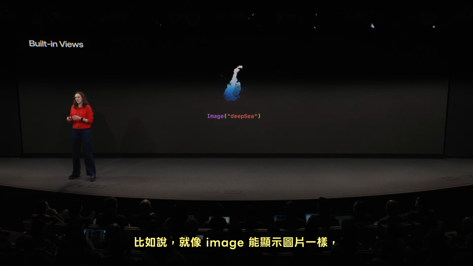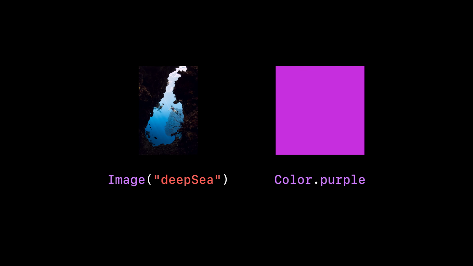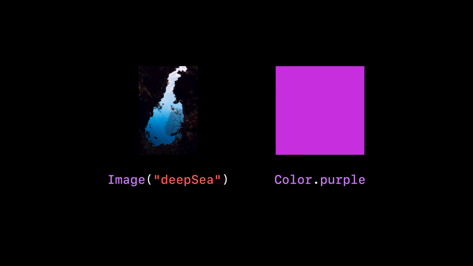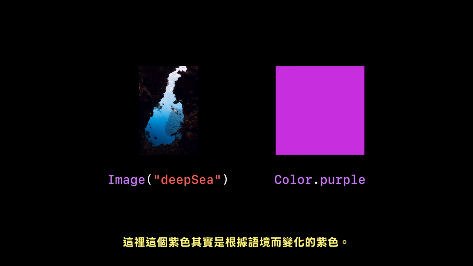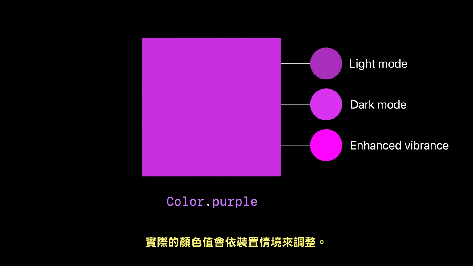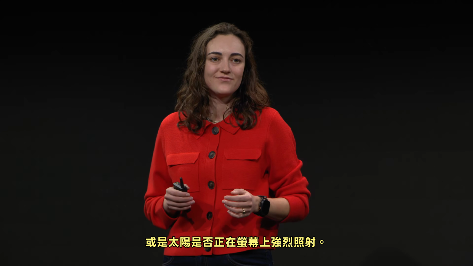For instance, similar to how image visualizes an image, color is a view that fills the entire frame with a particular color, like purple. Built-in views are powerful because SwiftUI integrates them with the hardware. Here, this purple is actually a context-dependent purple color. The actual color values adjust based on the context of the device, like if the phone is in light or dark mode, or whether the sun is shining bright on the screen.